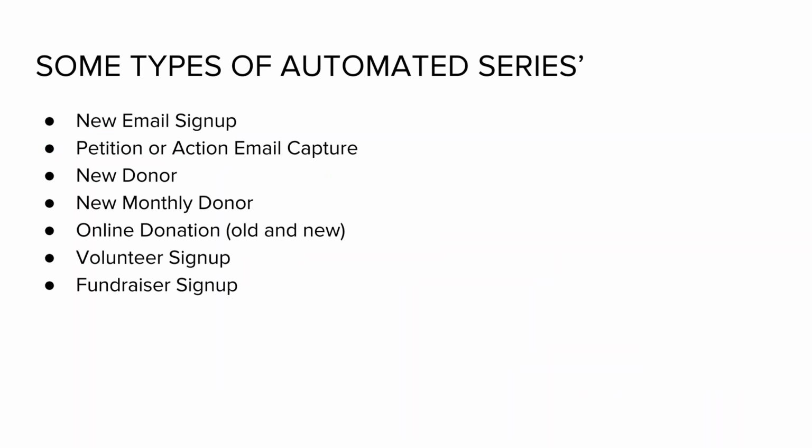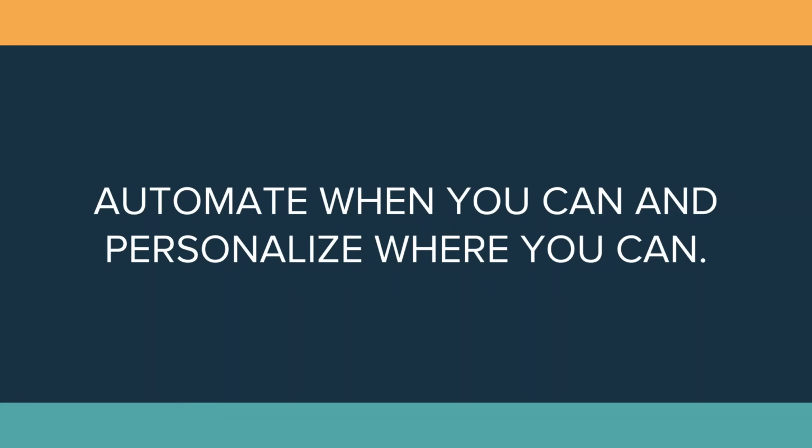There's other ways of automated series that you can do beyond welcome. So if you did a petition or a unique action, you can have a special series for that, a new donor, a new monthly donor, an online donation, old or new, volunteer, fundraiser, basically anything where people sign up or come in through a form of some kind. There's ways that you can create custom content in an automated way. So automate when you can and personalize where you can.